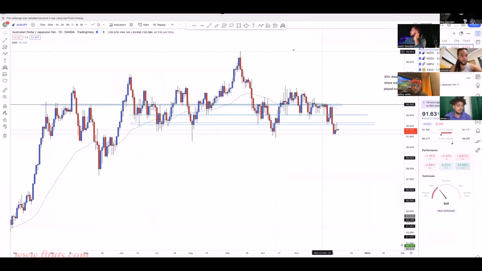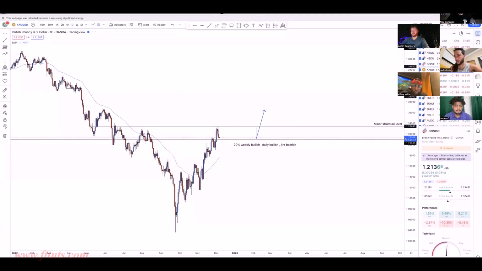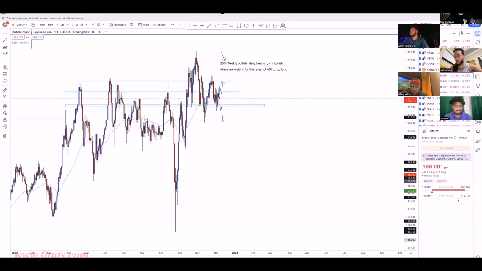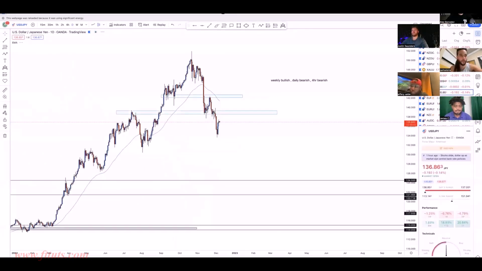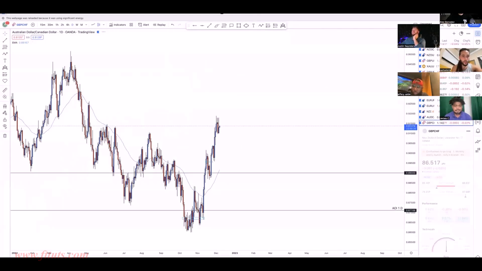So whenever I take a trade, let me see if I have any pair around here that has it. I'll show you guys right now. Let me see if I've taken any trades that have the full confluences.